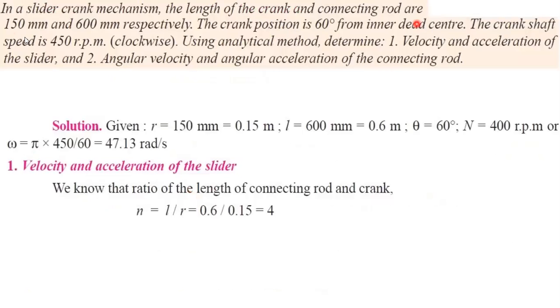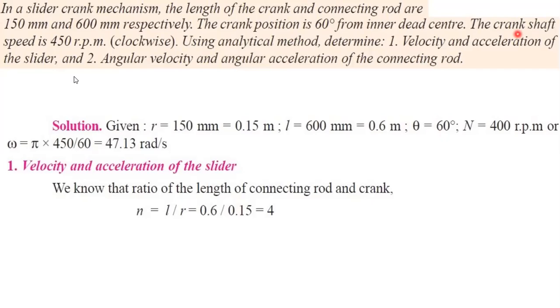length of the crank and connecting rod they have given us as 150 and 600. So R and L values they have clearly given. R is 150, so convert into meter, and the length value 600 keep as it is. The crank position is 60 degree from inner dead center. So theta is equal to 60 degree.